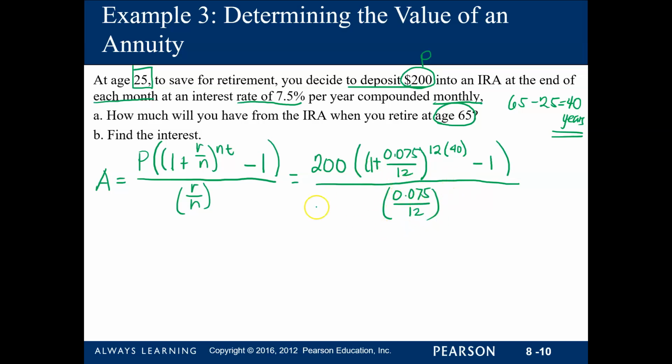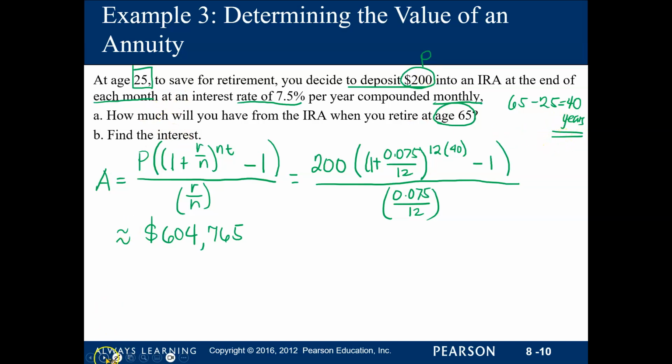So type this in your calculator as it is, and you will see that the annuity at the end of how many years? 40 years. You are possibly looking at $604,765. Okay, so it's almost like more than $500,000 just by saving $200 every month for 40 years, okay?